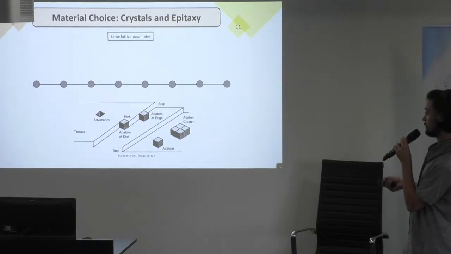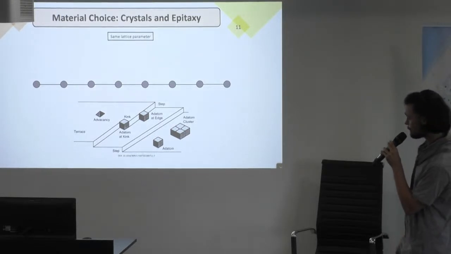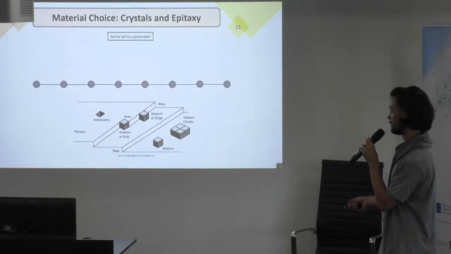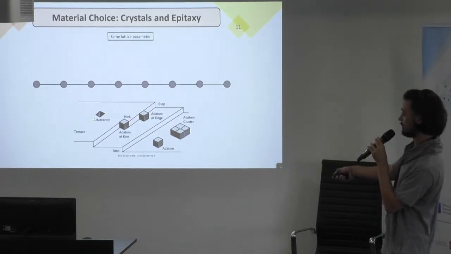So what would be more favorable? Going here, you would close 2 bonds, one with the wall and one with the surface, and here you would close 3. And even if you have a hole in your layer, you would close 5. So if we have this space available, typically the atom will end up here.